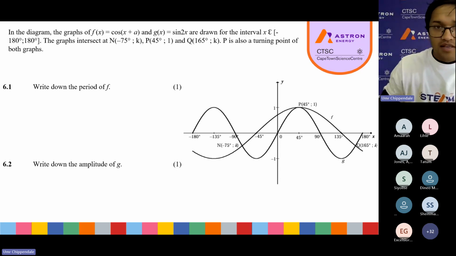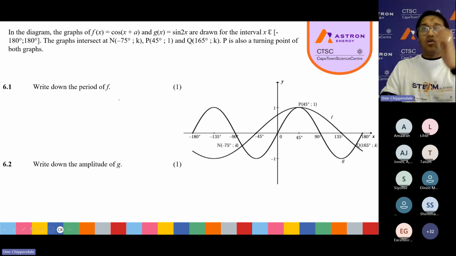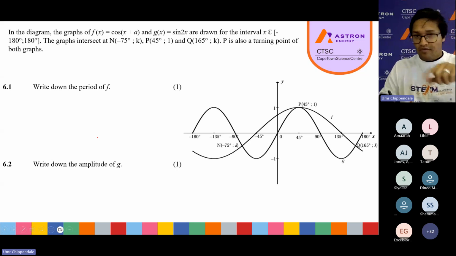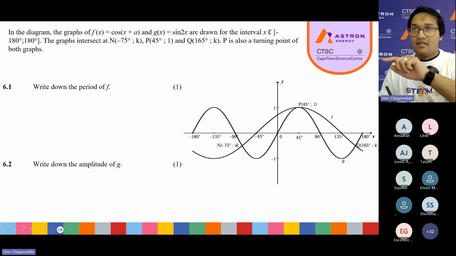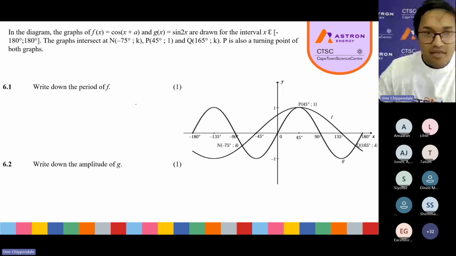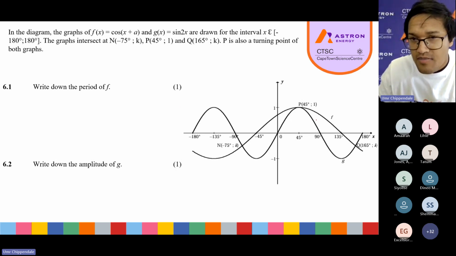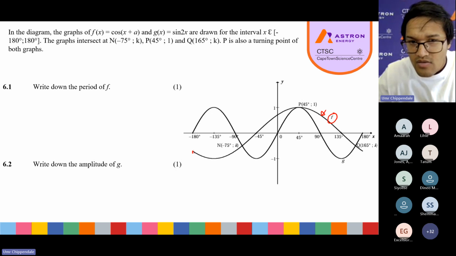Remember, when it comes to graphs, there are different things that we have to remember. The period, what they are asking for, is actually how long it takes for the graph to complete one full cycle before it does the exact same shape again. If we are looking at this graph F over here, it's this line. If we follow along, it starts at negative 180, goes all the way like this, like this, like this, until it gets to 180.